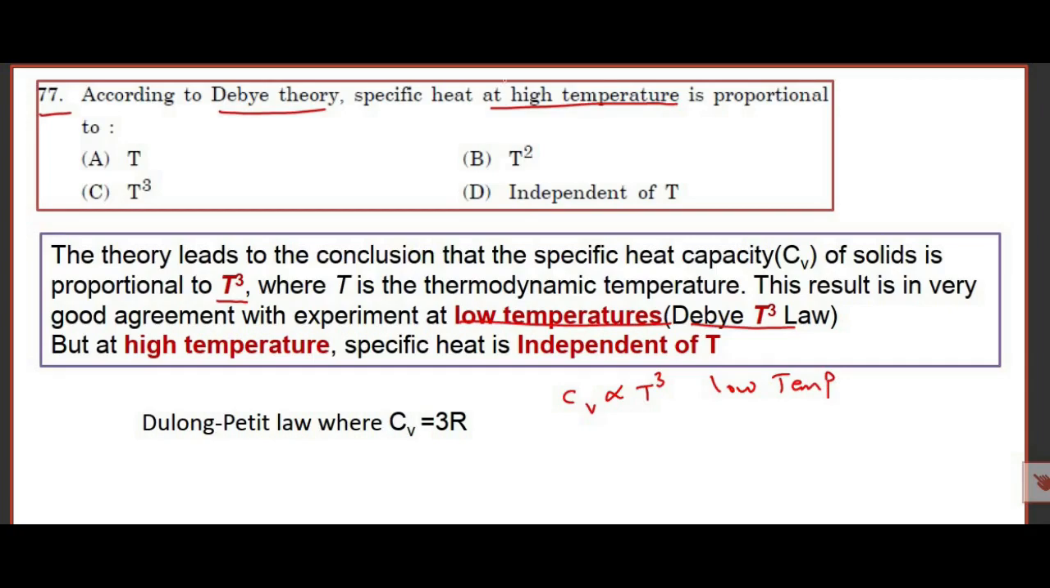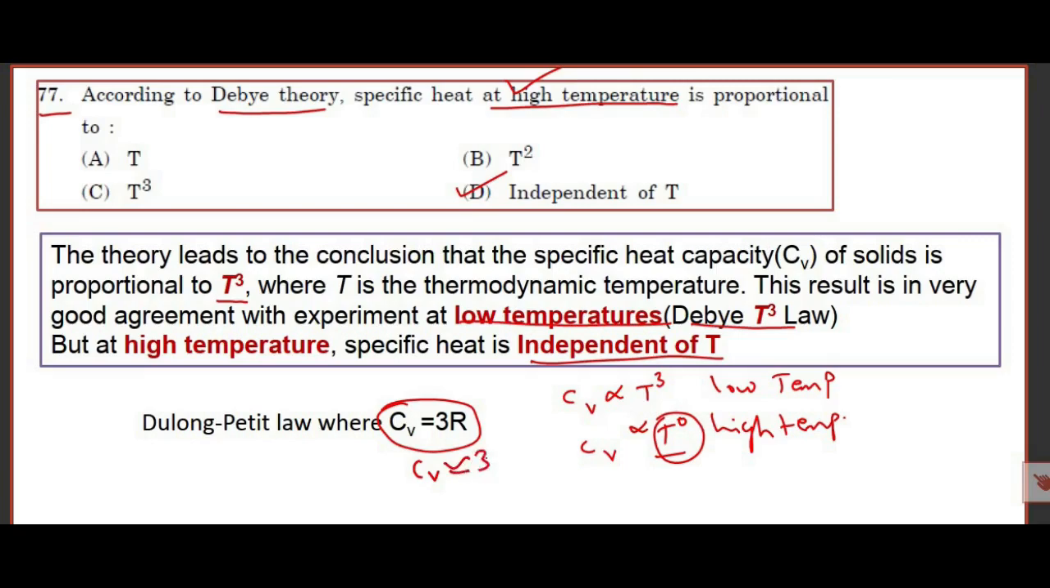But they are asking at a high temperature. For high temperature, Cv is directly proportional to T0 at high temperature. So that is Cv is independent of temperature, T0. Hence, it is independent of temperature at a high temperature. Here, option D is correct. Here, according to Dulong-Petit's law, at a high temperature, Cv is equal to 3R. Cv is nearly equal to 3 into R. R is the gas constant.